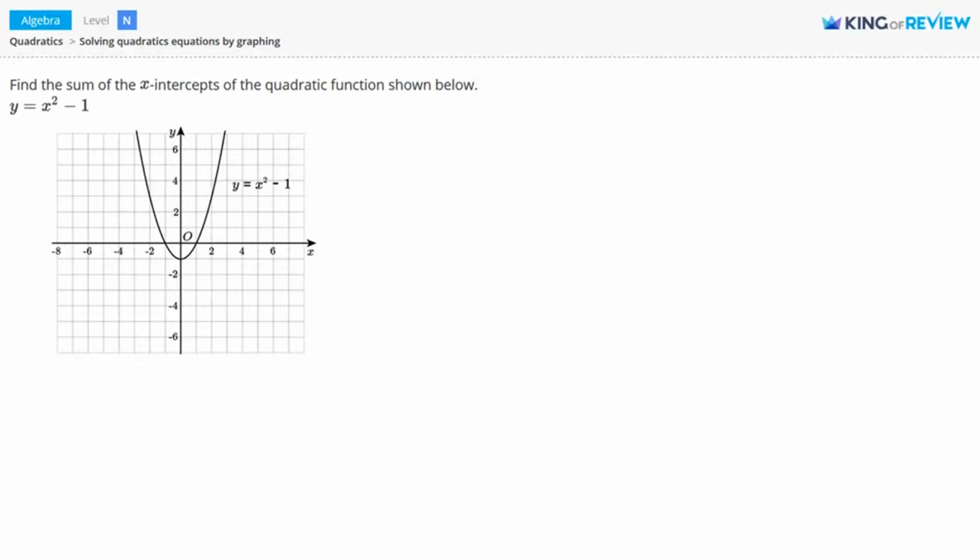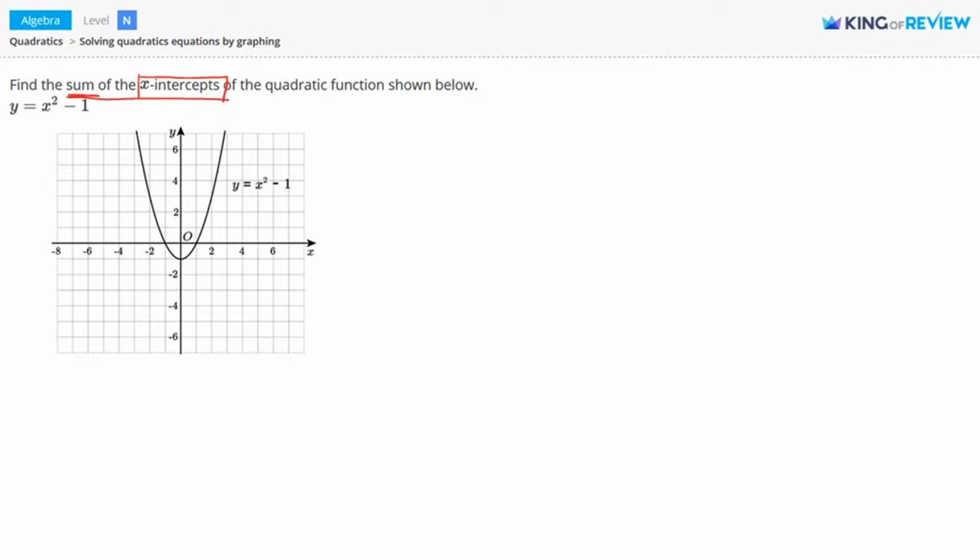Find the sum of the x-intercepts of the quadratic function shown below. Y equals x squared minus 1. In this problem, we want to find the sum of the x-intercepts. I'll start off by first finding the x-intercepts and then adding them together to get the sum.